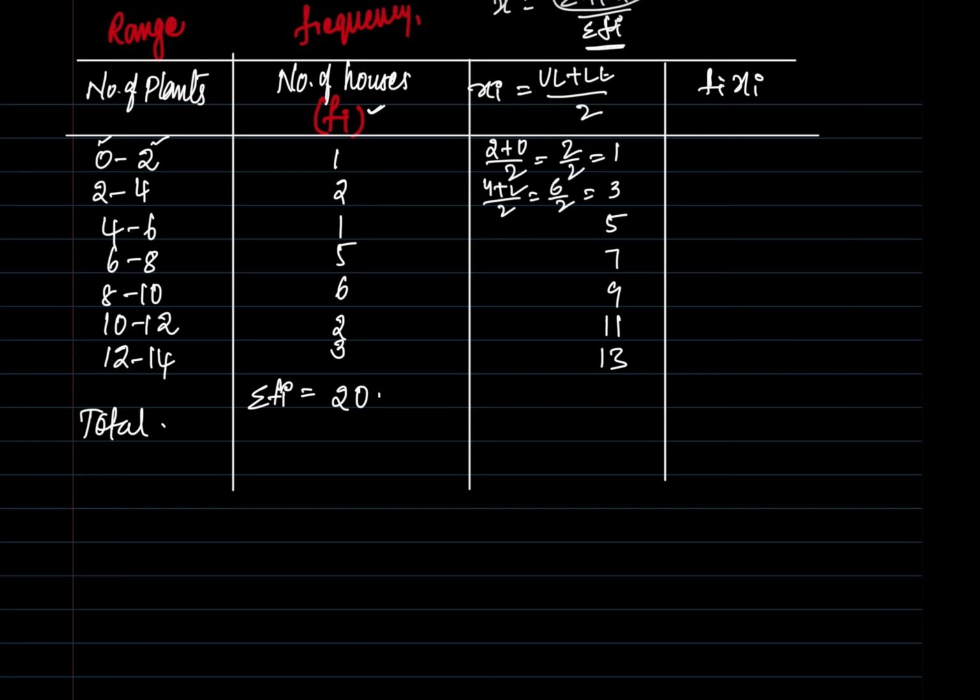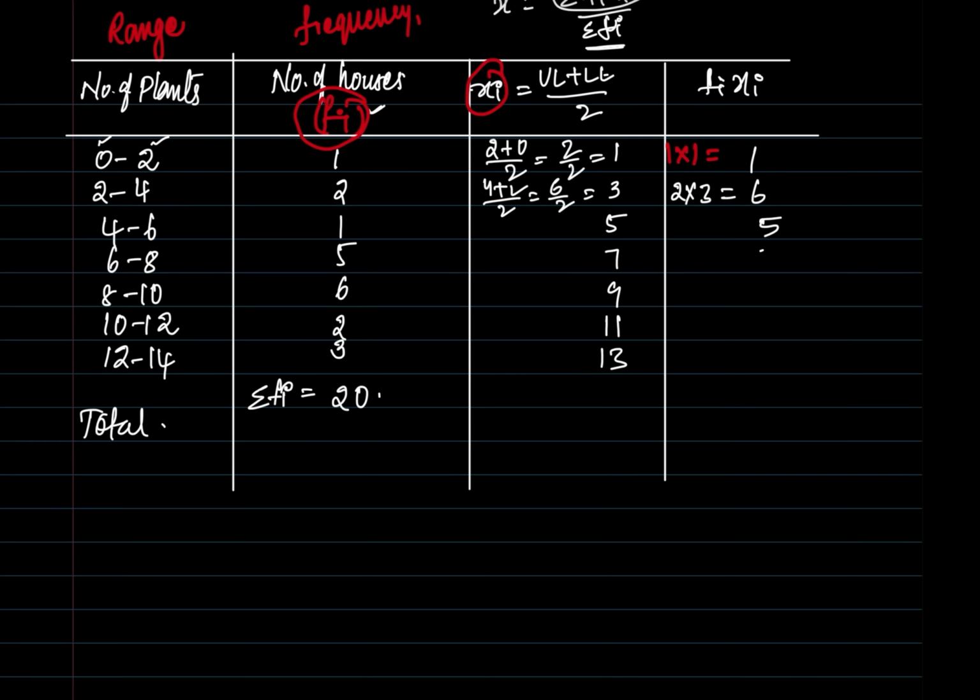Okay, and sigma fi xi. So this is fi and this is xi. You multiply both these terms. 1 into 1 is 1, and 2 into 3 is 6. In such a way you have to multiply other terms. So 1 into 5 is 5, 5 into 7 is 35, 6 into 9 is 54, 2 into 11 is 22, and 3 into 13 is 39.